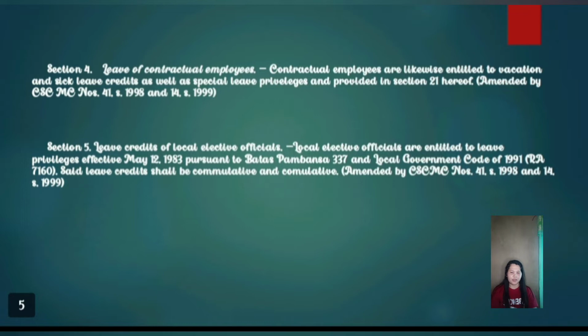Section 5. Leave credits of local elective officials. Local elective officials are entitled to leave privileges effective May 12, 1983, pursuant to Batas Pambansa 337 and the Local Government Code of 1991, RA 7160. On the said leave, credits shall be commutative and cumulative. Amended by CSCMC numbers 41 S 1998 and 14 Section 1999.